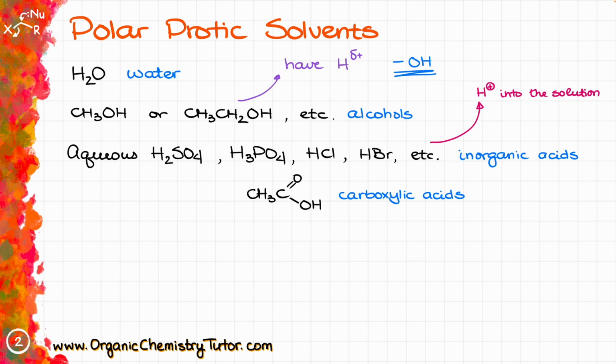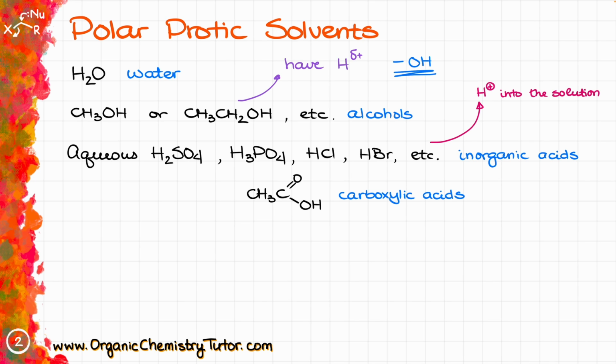Also, due to the fact that our protic solvents are going to provide either H with a delta plus, or a full plus in the case of the dissociating strong inorganic acids, they're always going to be polar solvents. It is impossible to have a protic solvent that is not polar at the same time. Protic solvents are always polar.